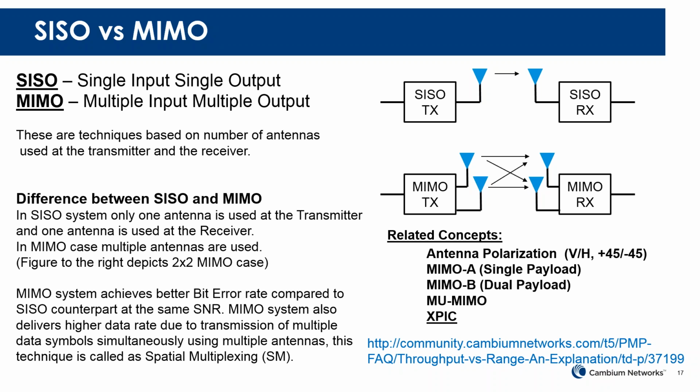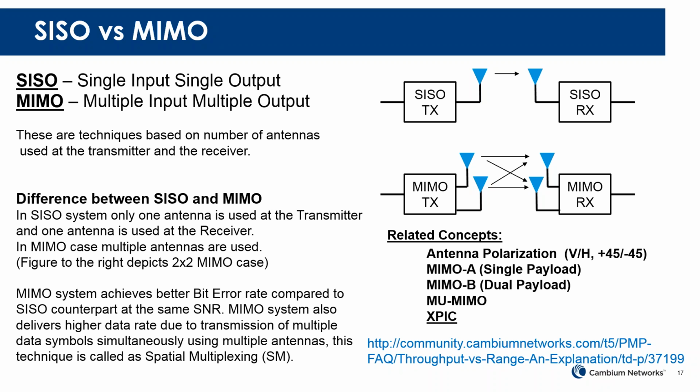So typically it's referenced as techniques based on the number of antennas that are used in a transmitter and receiver. SISO meaning single input, single output. It's what you see in the top part of the figure off to the right. A single transmitter with its single antenna talking to a single receiver with its single antenna as well. Basically, in the SISO system, only one antenna is used at the transmitter and one antenna at the receiver.